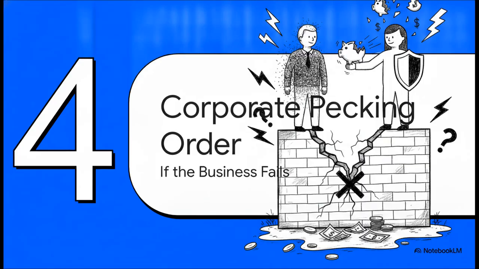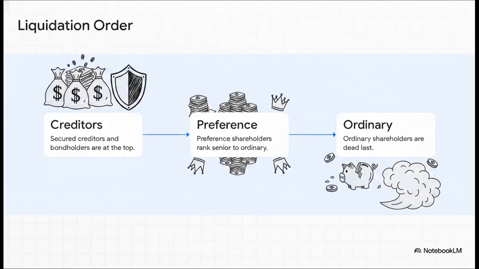Section 4. The corporate pecking order. So what is the absolute worst-case scenario when a business completely hits a wall, runs out of cash, and fails entirely? Let's see how this builds down the liquidation hierarchy. There is a very strict hierarchy for who gets the remaining scraps.